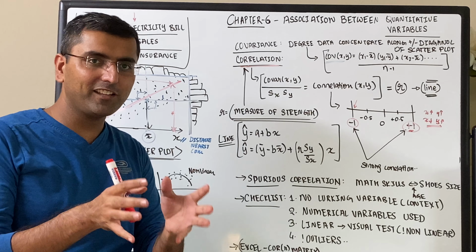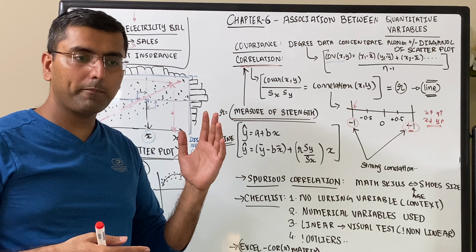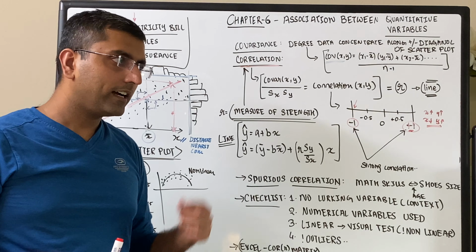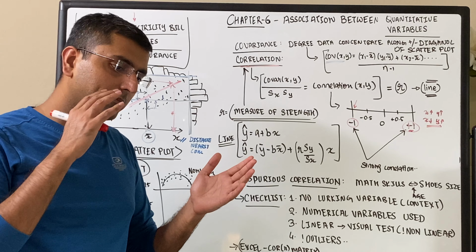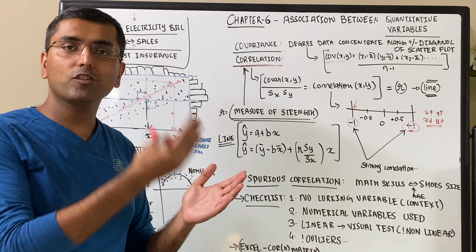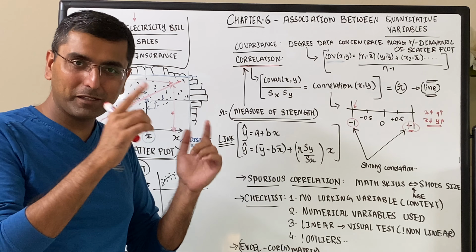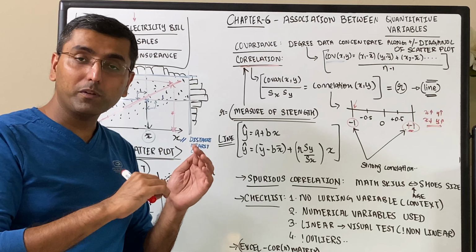So you really have to understand the domain. You can't say, for example, that math skills are going up because shoe size is going up, or that more people are dying due to suicide because of summer heat. No, there's a third variable. For shoe size and math skills, the much closer variable is age. As age goes up, shoe size goes up, math skills go up. There is an association, but not a causation between the two.